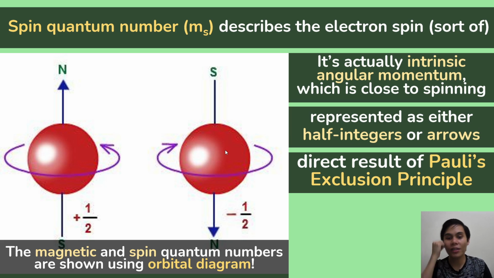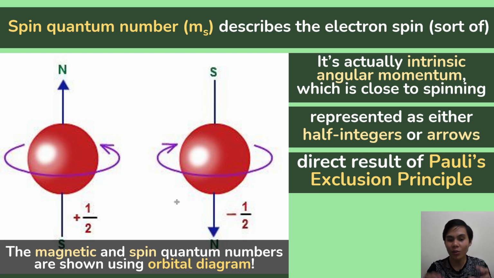And finally, we have the spin quantum number, which sort of describes the electron spin. It's a bit more complicated than that, but we won't go into detail. It's just called intrinsic angular momentum. It's sort of like spinning. So it's represented as either half integers, like positive or -1/2, or as arrows, up or down arrows. And this is a direct result of what we call Pauli's exclusion principle. We'll talk about it in a bit.